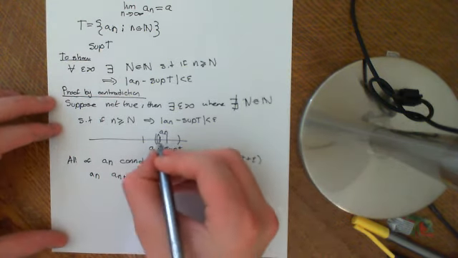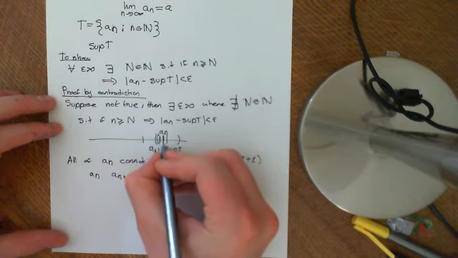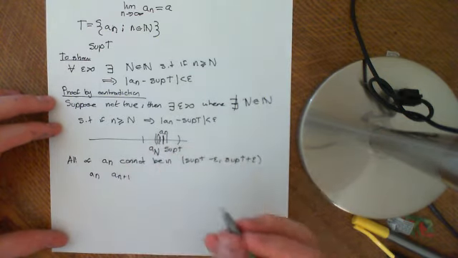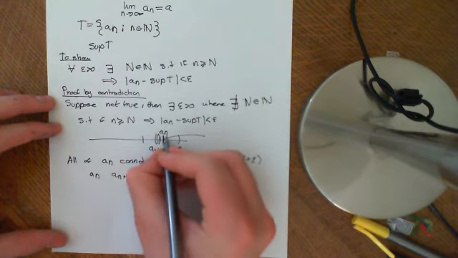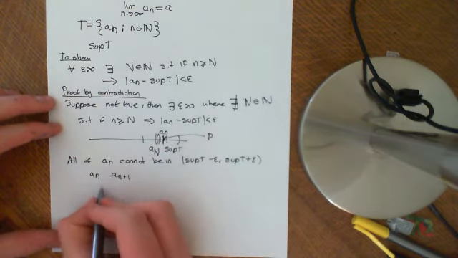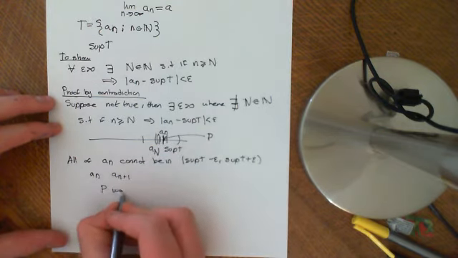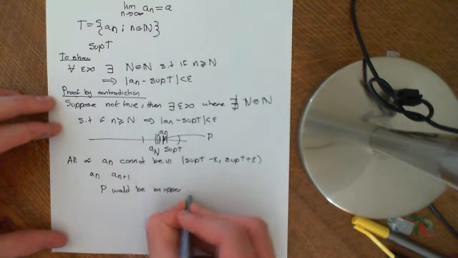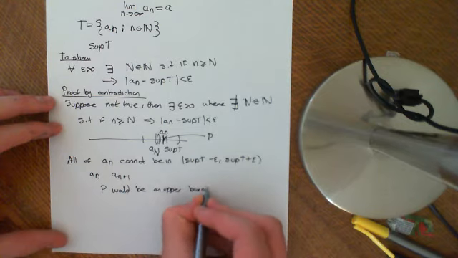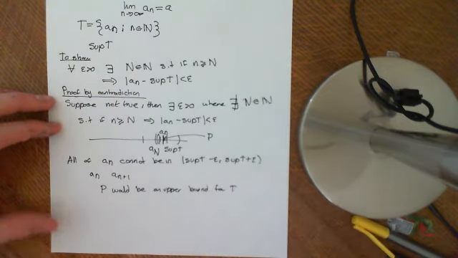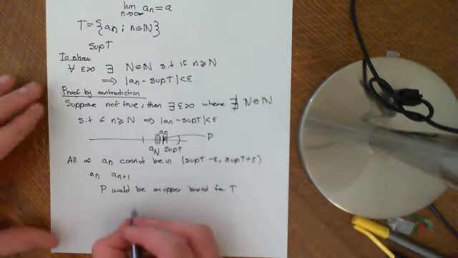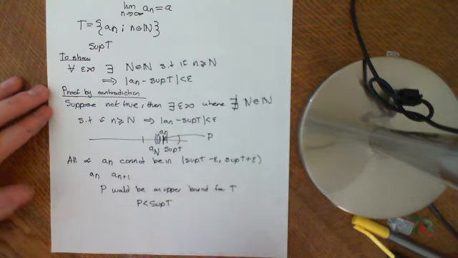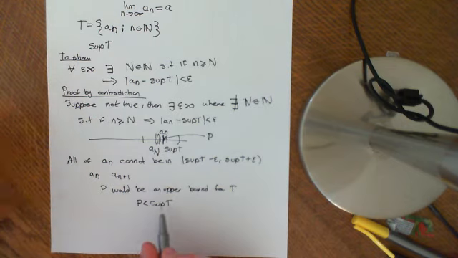Which means that I can take any point of this interval, and that would still be an upper bound for the set T. So if I took this point here, let's call it P, then P would be an upper bound for T, for the set T, which is a contradiction because P is less than sup of T. So it would be a better choice for the least upper bound.